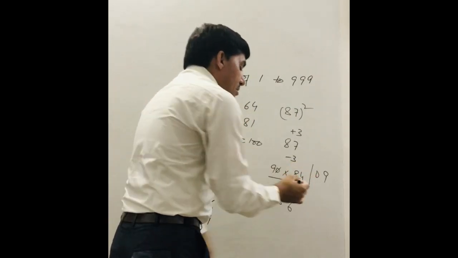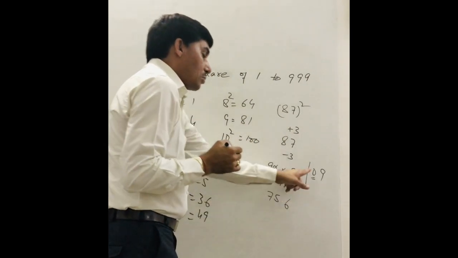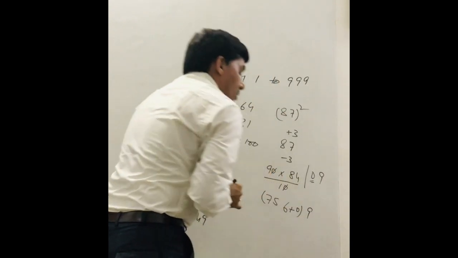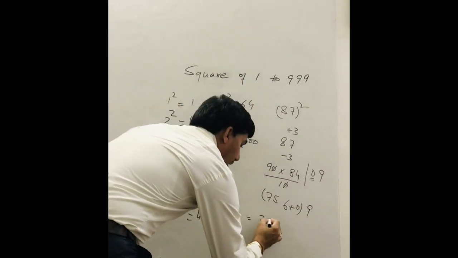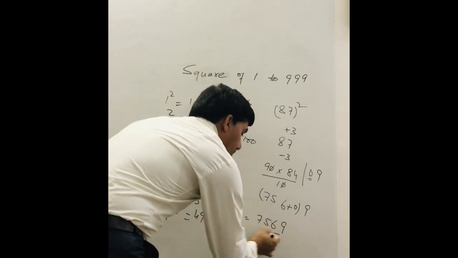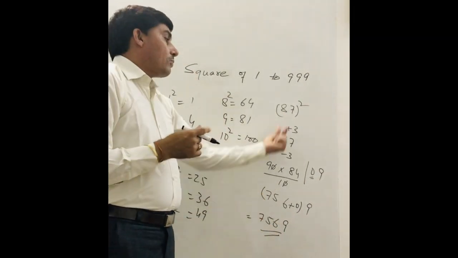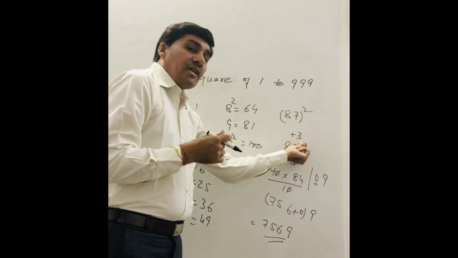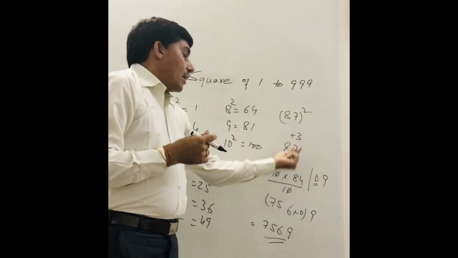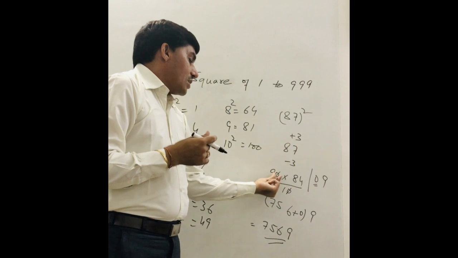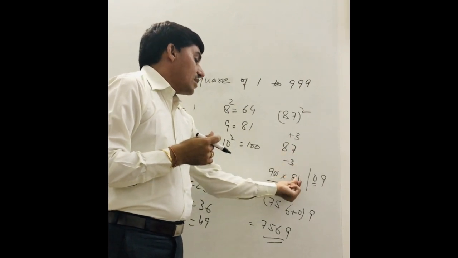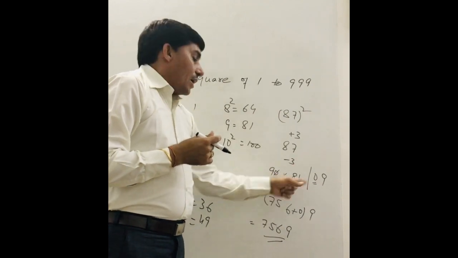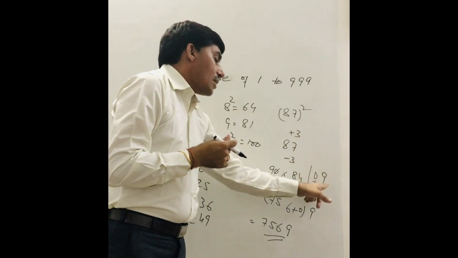We add the second digit, that means 0, in this multiplication and then write 9. We have 7, 5, 6 and 9, which is the required square of 87. So it is very easy. We have to add 3 and subtract 3. After adding 3, 87 plus 3 is 90 and after subtracting 3 we get 84. Multiplying these two numbers and dividing by 10, and write 3 into 3 is 9 here.